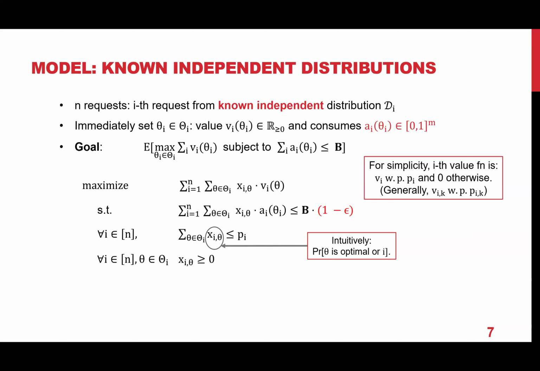Good. So now the claim is that, without the 1 minus epsilon, this LP is clearly an upper bound on even the offline optimum, because all these constraints will be satisfied even by the hindsight optimum solution, where I take x_i,theta to be precisely that theta which is optimal for the ith request.